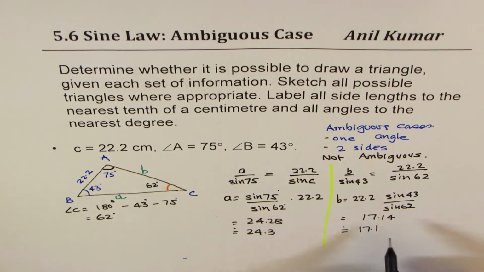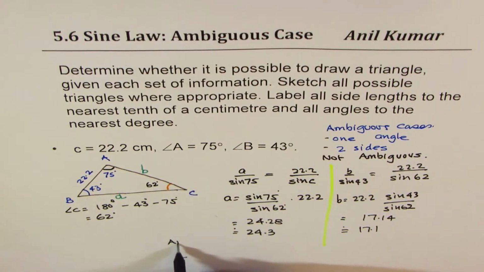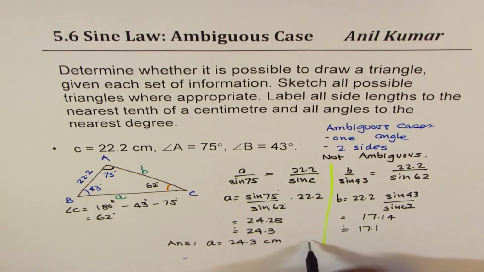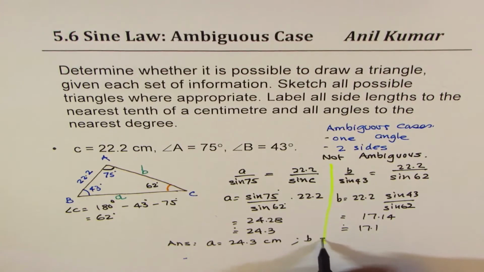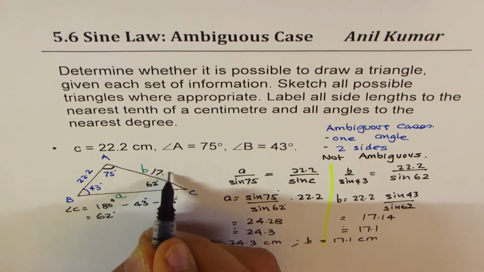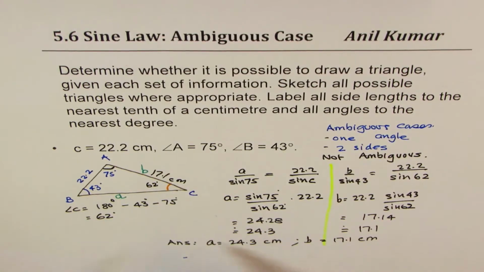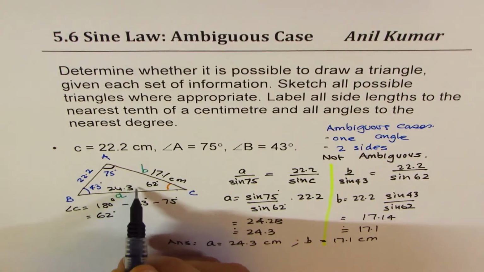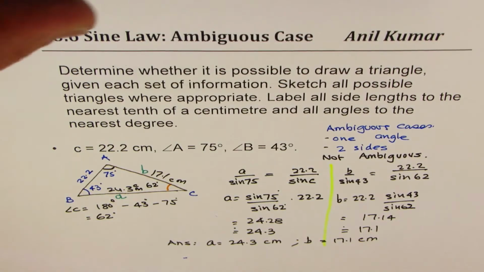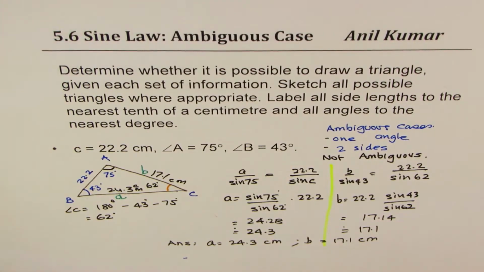Now the second part to this is units. So when you write answers, write your units. Say A equals 24.3 centimeters and B equals 17.1 centimeters. So B is 17.1 centimeters and A is 24.3 centimeters. Sorry for that. Okay, so I hope all this concept is absolutely clear.